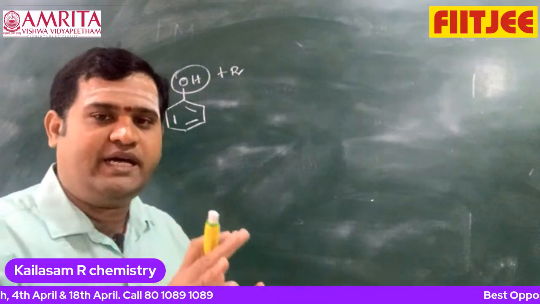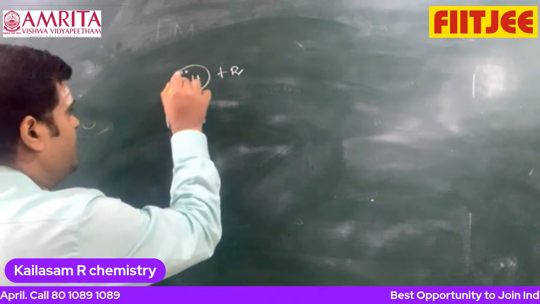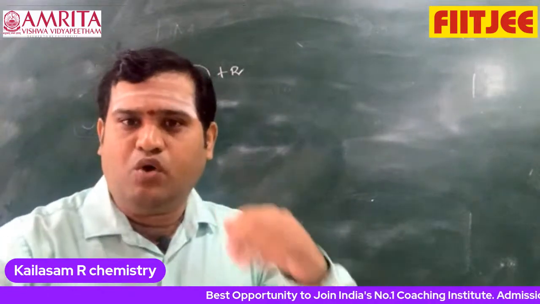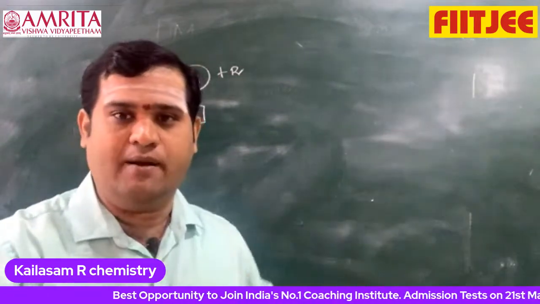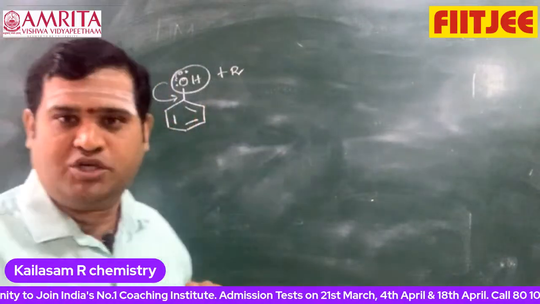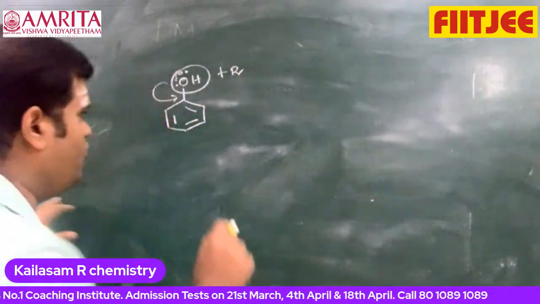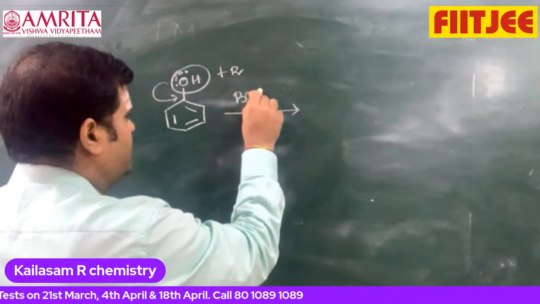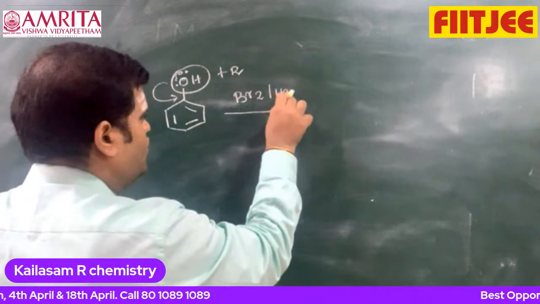Why is it an ortho-para director? Because here the lone pair of electrons is there. The lone pair can take part in resonance, which makes the electron density more at the ortho as well as para positions. Therefore, the incoming electrophile attacks the ortho or para position. Let us go one by one. First, I am going with phenol and a very important reaction with Br2 and H2O.